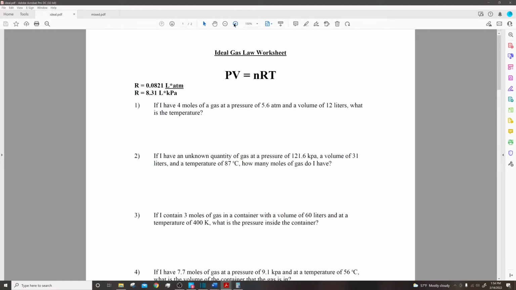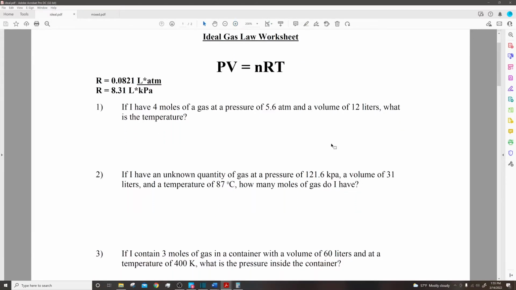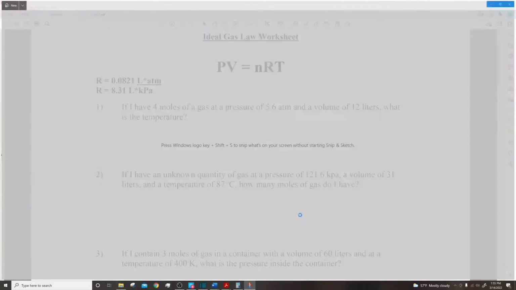And ideal gas law, in my opinion, is one of the easier ones because you only get one of each variable. The only thing here that you've got to remember is you need to pick the right R. So let's go ahead and solve a couple of these.